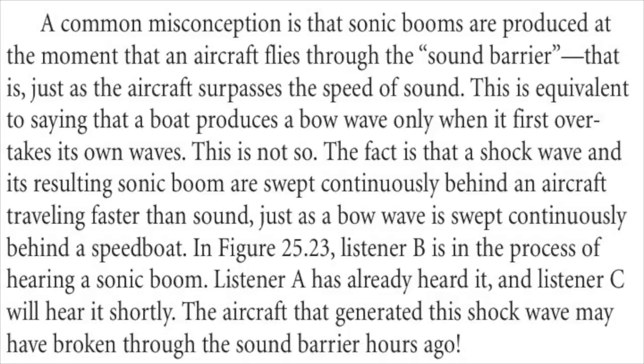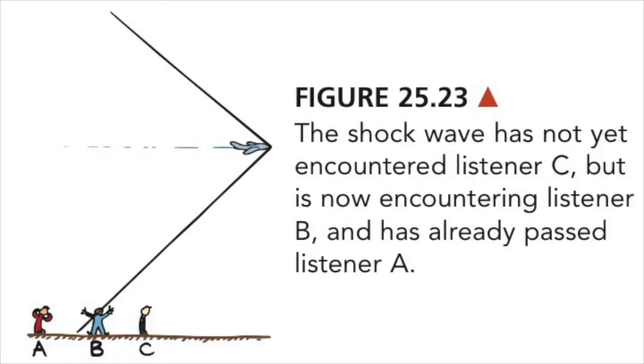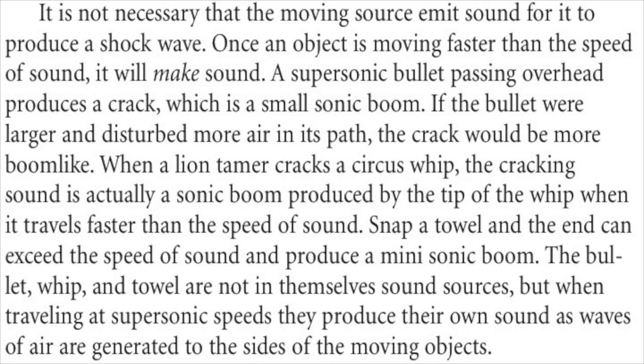In figure 25.23, listener B is in the process of hearing the sonic boom. Listener A has already heard it, and listener C will hear it shortly. The aircraft that generated this shock wave may have broken through the sound barrier hours ago. It is not necessary that the moving source emits sound for it to produce a shock wave. Once an object is moving faster than the speed of sound, it will make sound. A supersonic bullet passing overhead produces a crack, which is a small sonic boom. If the bullet were larger and disturbed more air in its path, the crack would be more boom-like.